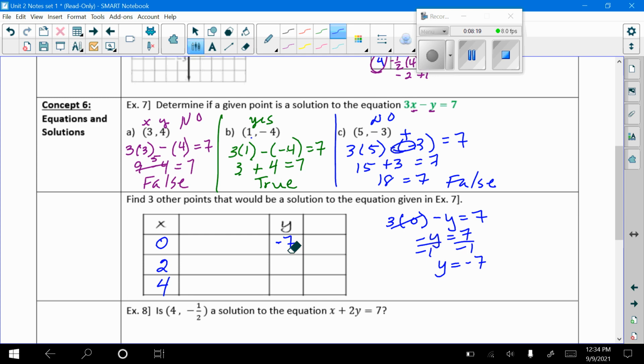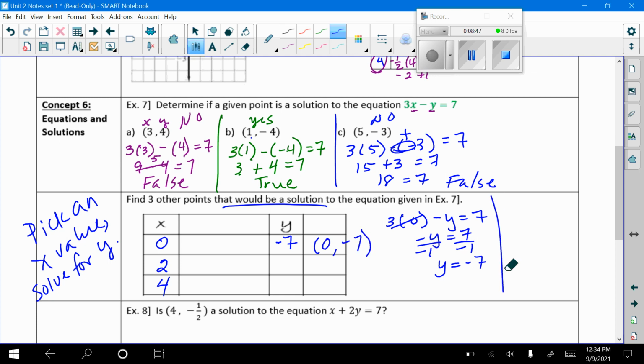Or I could have picked any arbitrary x, y's and just see if it's on the line. But I want it to be on the line. But that would be a solution. So pick an x, plug it in, solve for y. So the ordered pair would be 0, -7.